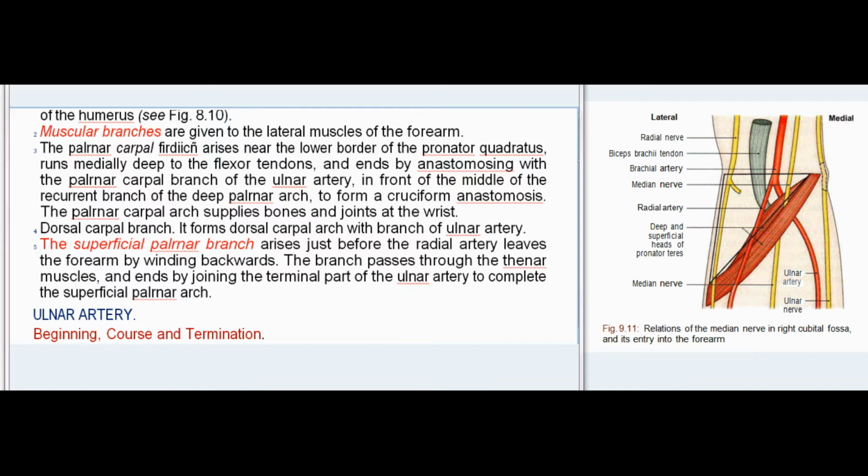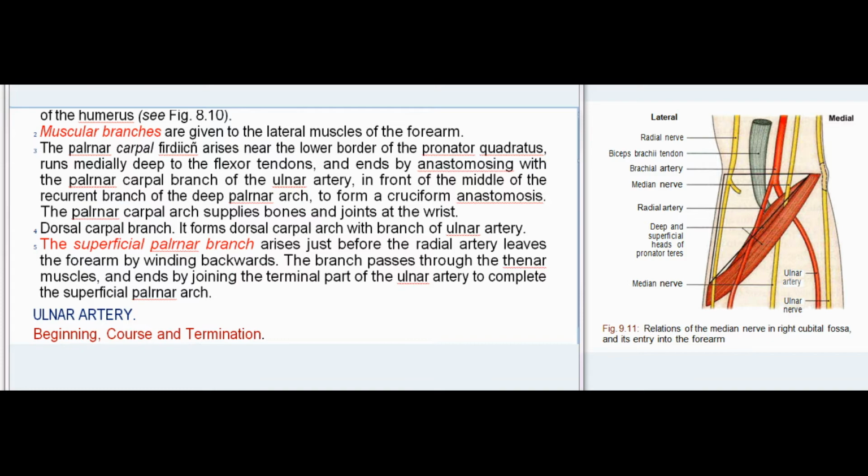4. Dorsal carpal branch. It forms the dorsal carpal arch with a branch of the ulnar artery. 5. The superficial palmar branch arises just before the radial artery leaves the forearm by winding backwards. The branch passes through the thenar muscles, and ends by joining the terminal part of the ulnar artery to complete the superficial palmar arch. Ulnar artery.